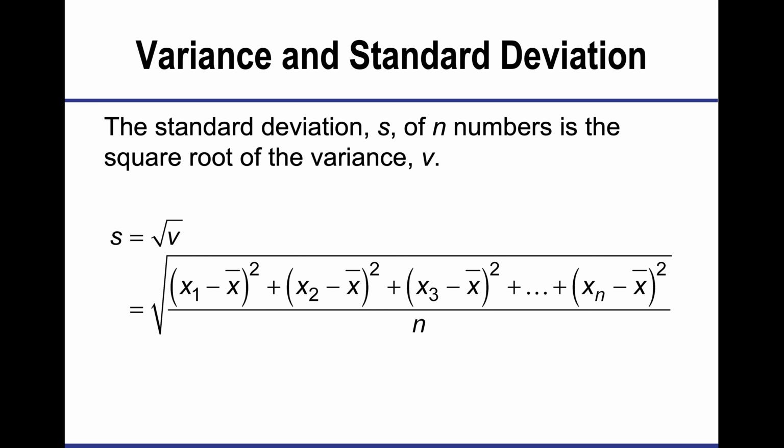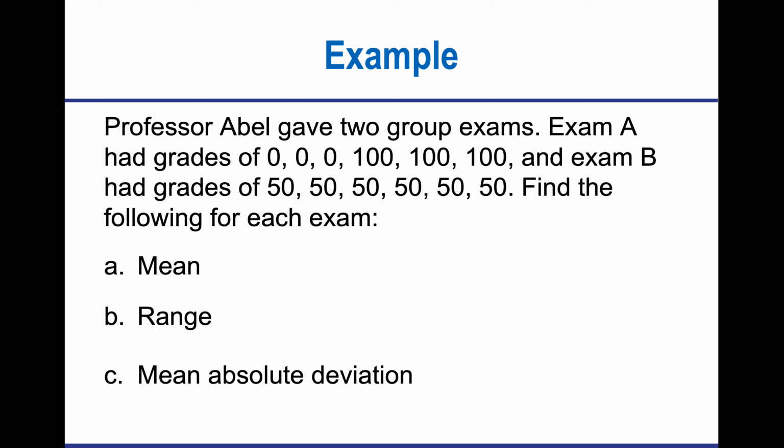So this is what it looks like. Instead of taking the absolute values of those subtraction statements, I'm squaring them. And then I'm going to divide by the number of data values and take the square root. So here is an example. I'm going to use this data set to find the following items. So in exam A, I find the mean by adding up all my values and dividing by the number of values I have, which is going to be 3, 4, 5, 6.